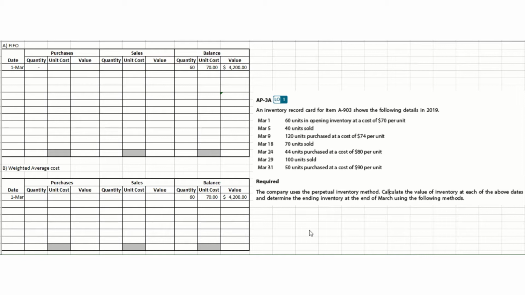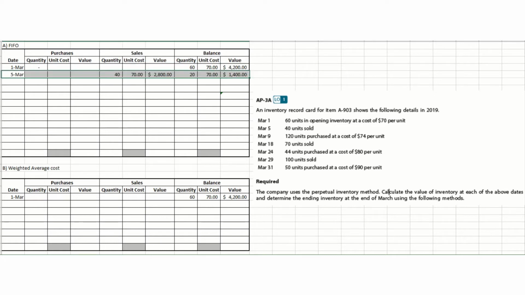The plan of this exercise is to use the perpetual method of inventory recording and to calculate the value of inventory at those various dates using two different methods, FIFO, first in, first out, and weighted average cost. We'll walk through FIFO first. So we were told that as of March 1st, they had 60 units in opening value at $70 per unit, which creates a value of $4,200.